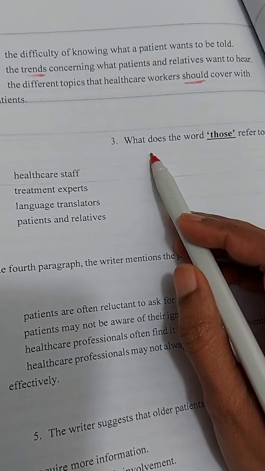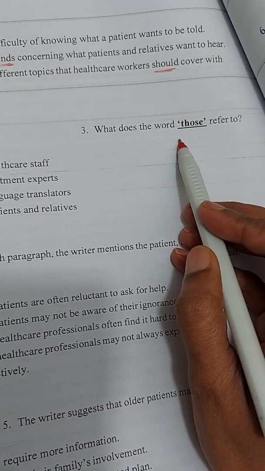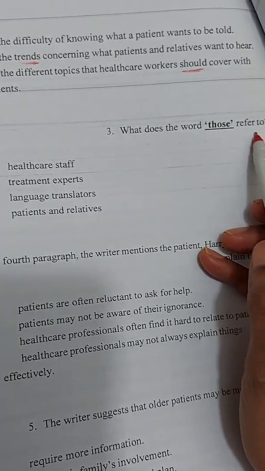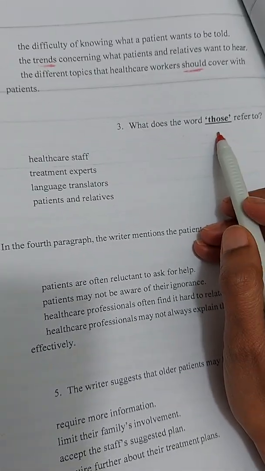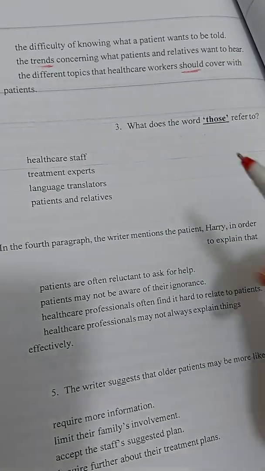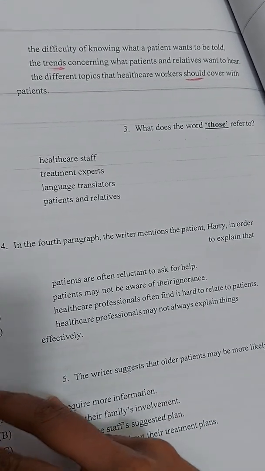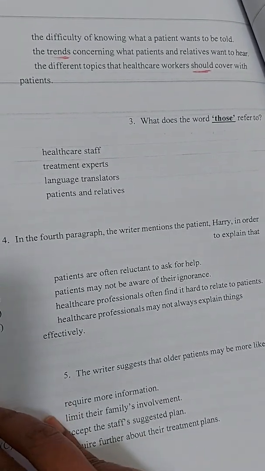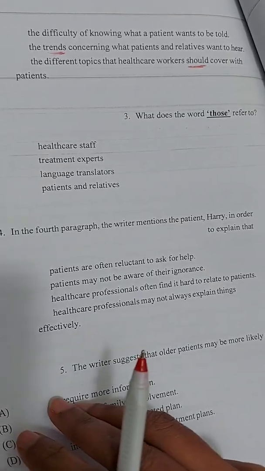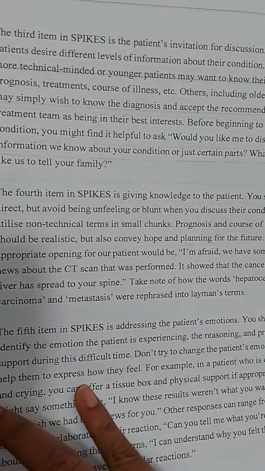Now third question, what does the word those refer to? This is also a referral question. So whenever you get a referral question, usually we read the lines above and below to clarify. Now let me go to the third paragraph. Is it about healthcare workers or treatment experts or language translators or patient relatives? So let's see where those is.